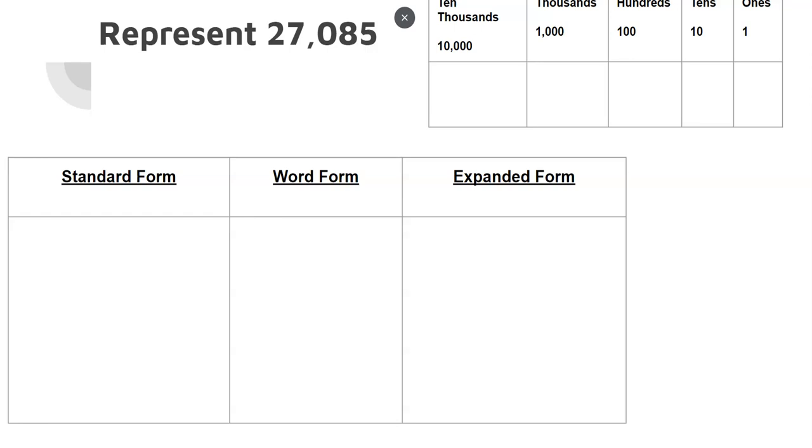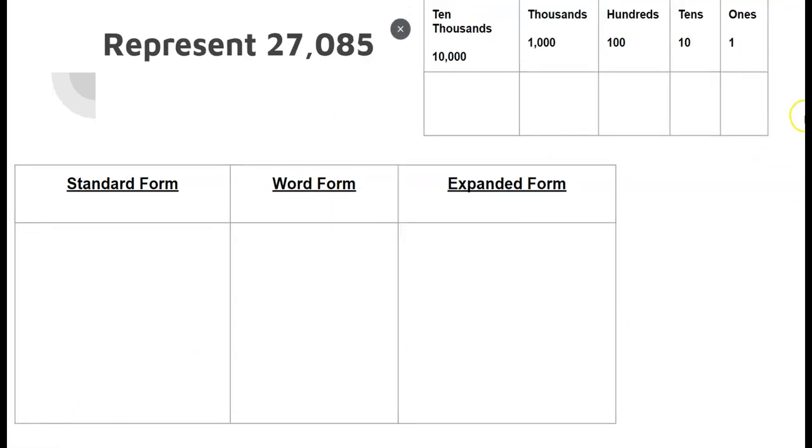Now, before we do that, I had to make my screen a little bit bigger so we could see our place value chart. At the very top, I put a place value chart. I always like to fill in a place value chart first before I start making my forms of numbers. So let's look at 27,085. I can see that I have 2 ten thousands, 7 thousands, 0 hundreds, 8 tens, and 5 ones.